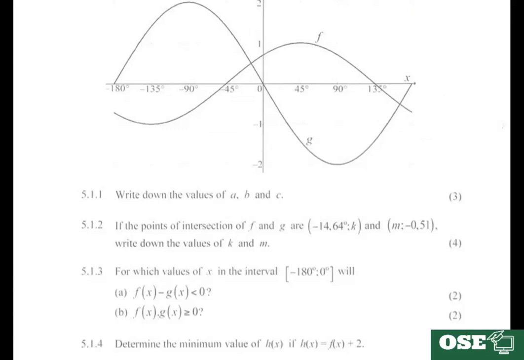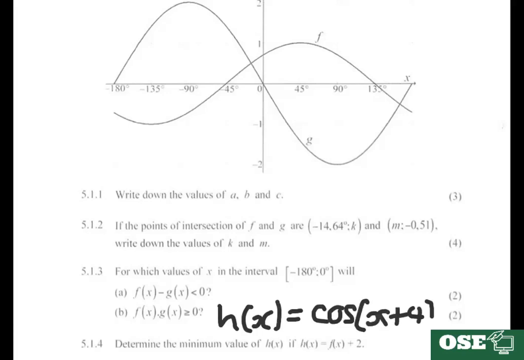And then the last question says, determine the minimum value of h of x if h of x is f of x plus 2. So basically, the formula for h of x is cos of (x plus 45) plus 2. So Nitro, what does the 2 represent?